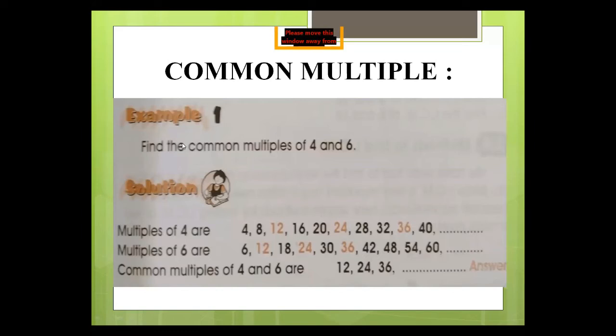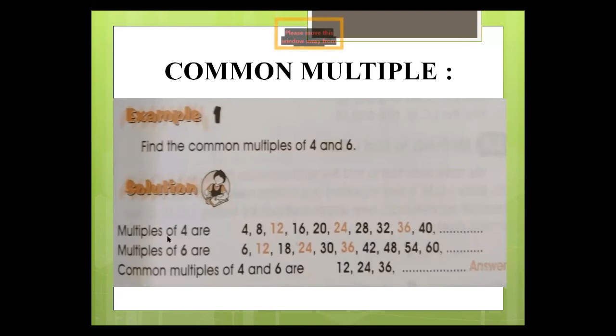So, to find the common multiples of 4 and 6, firstly we list out the multiples of 4 and the multiples of 6. Simple multiples of 4 and multiples of 6.